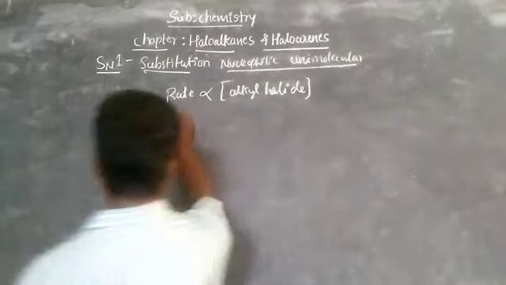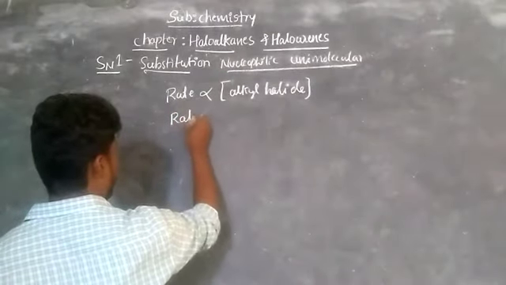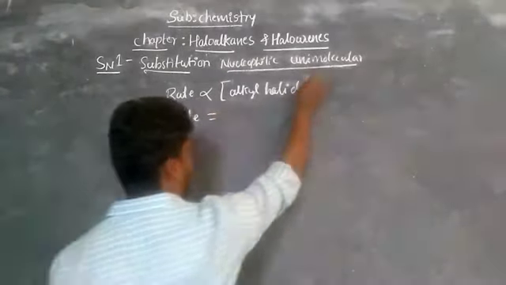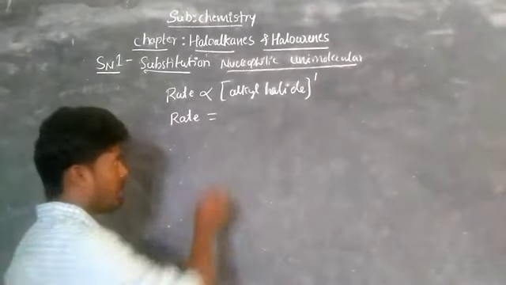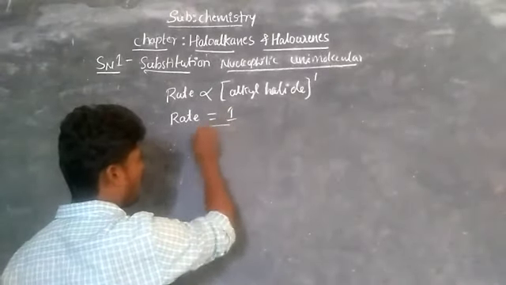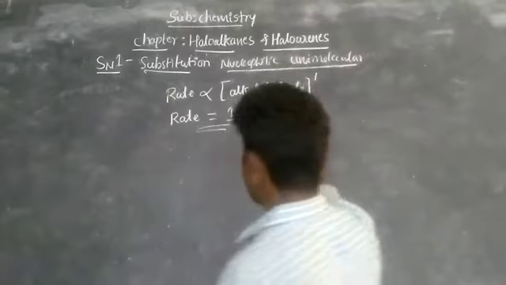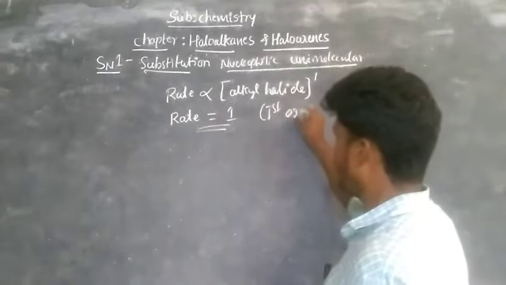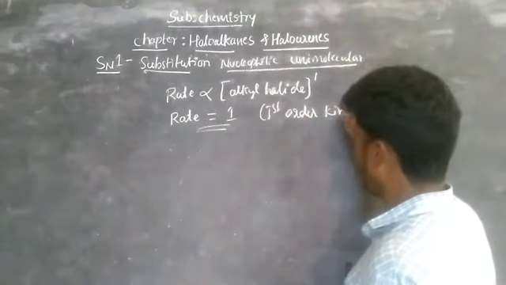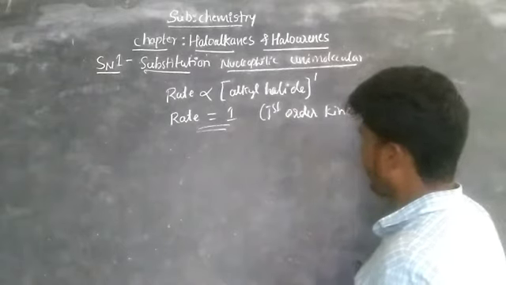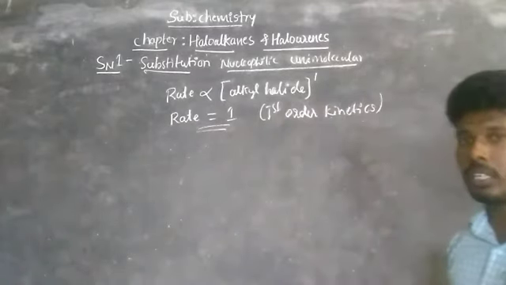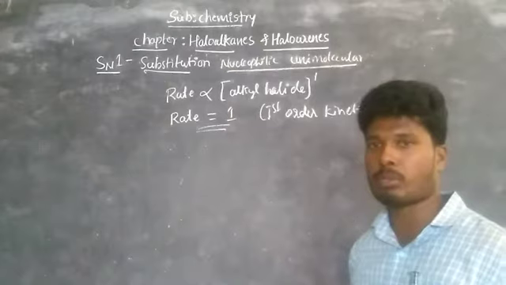That is, rate is equal to... the order of the reaction is what? 1. Hence the order of the reaction is 1. And you know it follows first order kinetics. So that we call unimolecular substitution reaction.